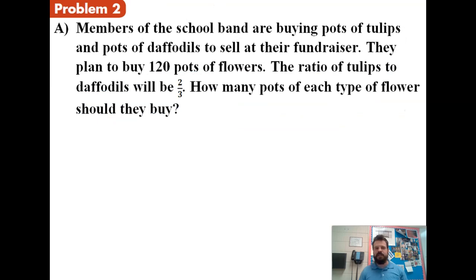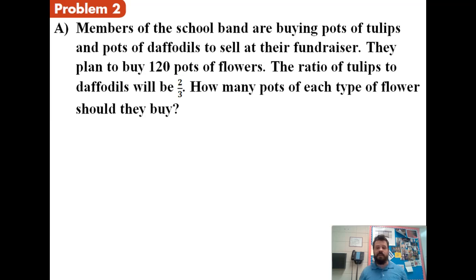All right, next up, let's take a look at some applications of ratios. Problem 2, part A says members of a school band are buying pots of tulips and pots of daffodils to sell at a fundraiser. They plan to buy 120 pots of flowers. The ratio of tulips to daffodils will be 2 over 3, or 2 to 3. How many pots of each type of flower should they buy?